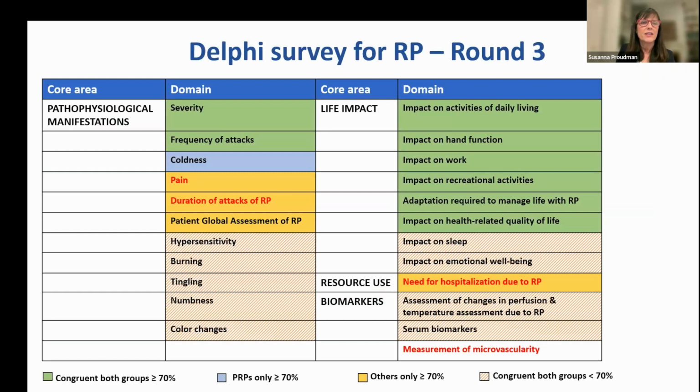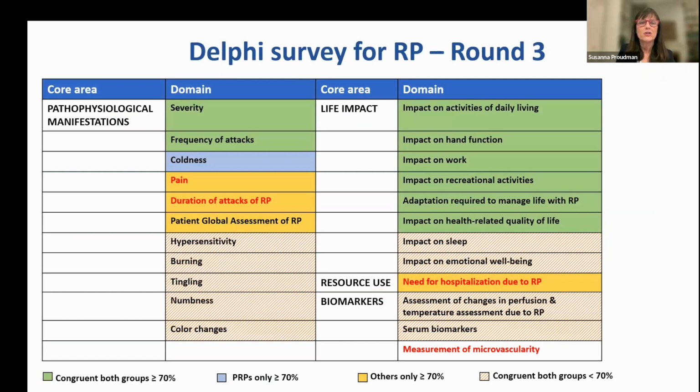So these are the same potential target domains for Raynaud's phenomenon as displayed earlier, now colour-coded to indicate the scores they received in the Delphi. Green indicates that 70% or more of each stakeholder group scored the item 7 or more, and hence that these should be included in the core set.